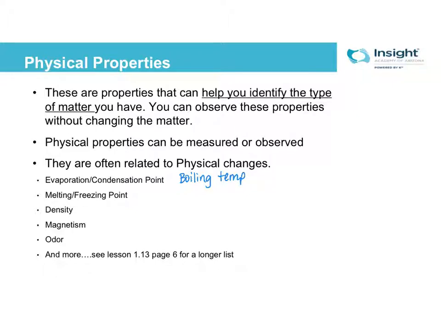You're going to have melting and freezing points. All right, so that's the temperature of freezing. All right, so like water freezes at 32 degrees Fahrenheit. That's the physical property of water, and then the change is that it either goes from solid to liquid or liquid to solid. Okay? Density is something we're going to talk about in more detail, but that is a physical property. Magnetism, whether or not something is magnetic. Odor, all right, if sulfur has like a smell to it sort of thing. And then there's a bunch of examples in the reading lesson.